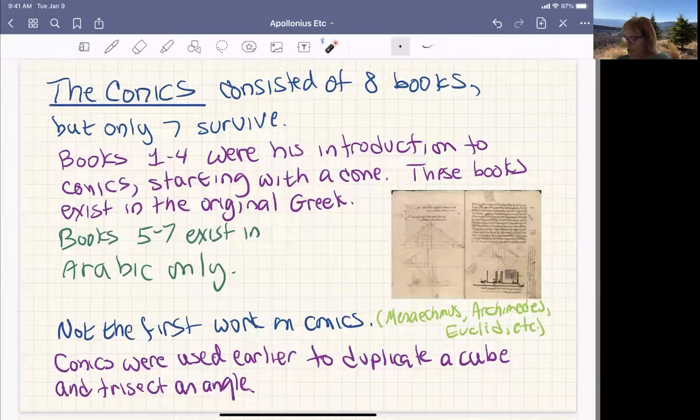However, books 5 through 7 only exist in Arabic. So the books were eventually copied into Arabic, and we'll learn a little bit more about that later, about why the Arabic version actually continues to exist. And here, for example, is just one of the pages of the Arabic version of the book.